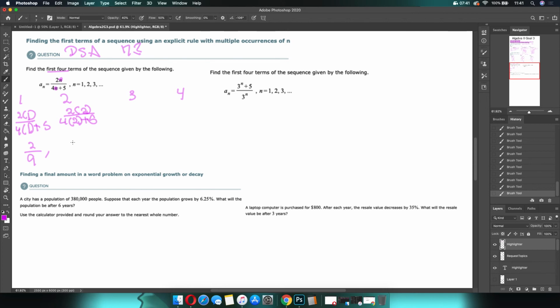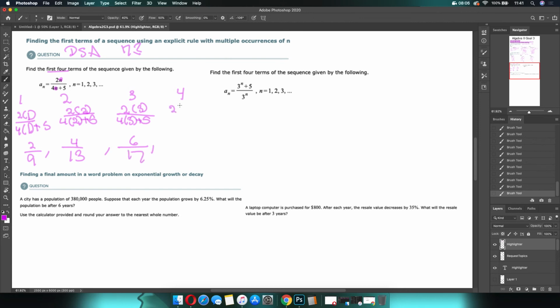So what do we have? 2 times 2 is 4, 4 times 2 is 8, plus 5 is 13. There's the next number. So then we have 2 times 3 over 4 times 3 plus 5. Okay, so 2 times 3 is 6, 4 times 3 is 12, 12 plus 5 is 17.